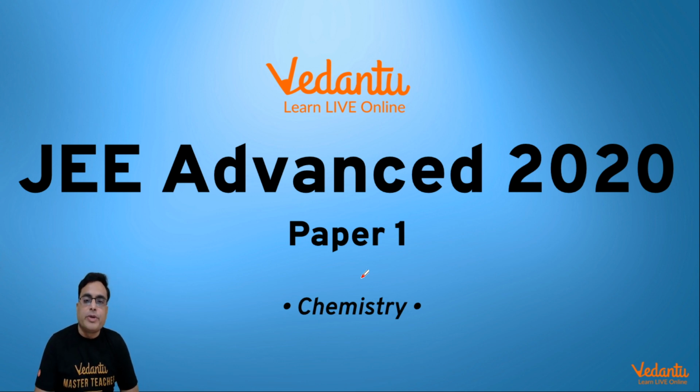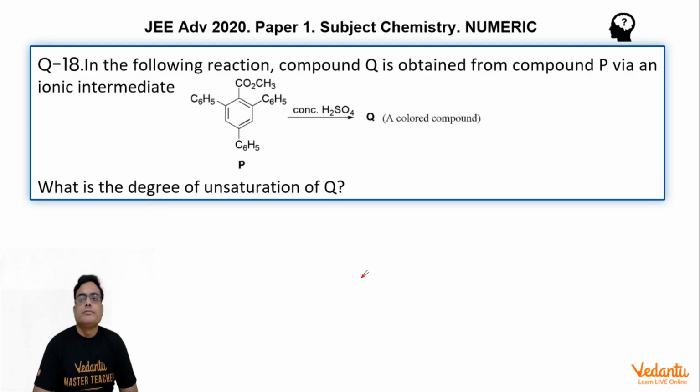Advanced 2020 Paper-1 Chemistry, and it is a numerical type question, a kind of subjective question where the final answer will be some number. The question says, in the following reaction, compound Q is obtained from compound P via an ionic intermediate. It is treated with concentrated H2SO4 and then you get Q, which is a colored compound. What is the degree of unsaturation of Q?